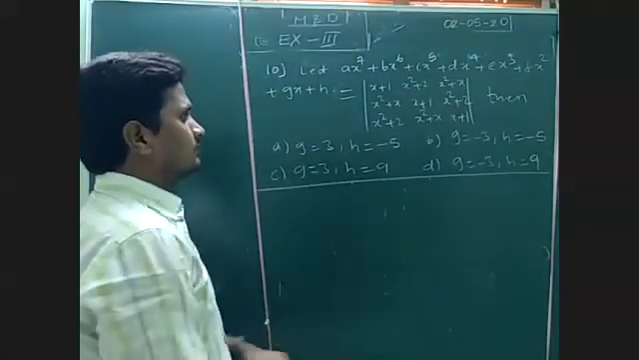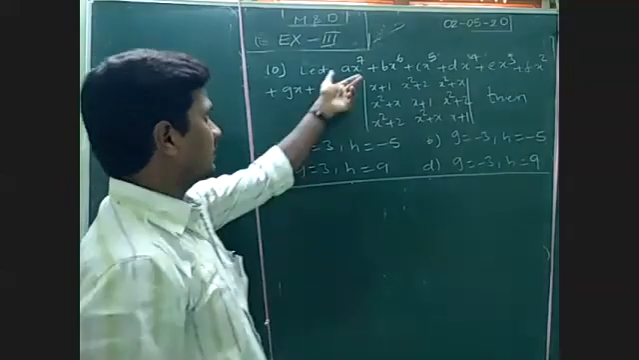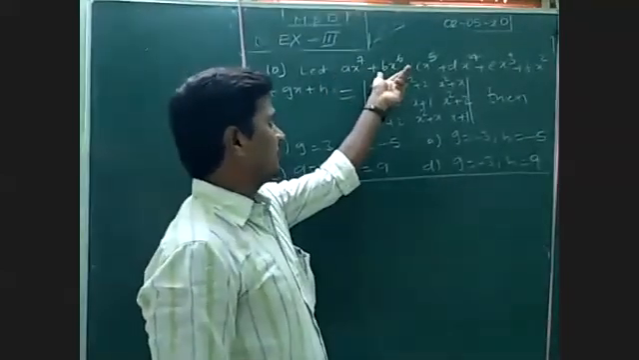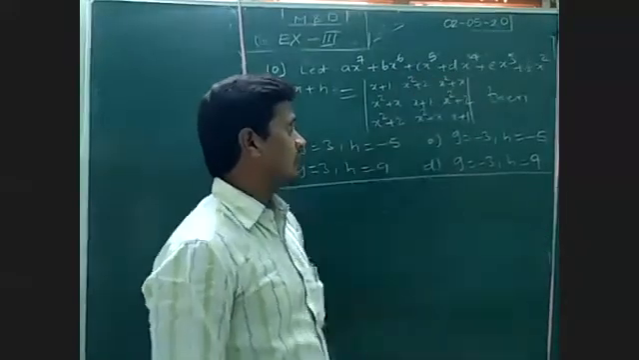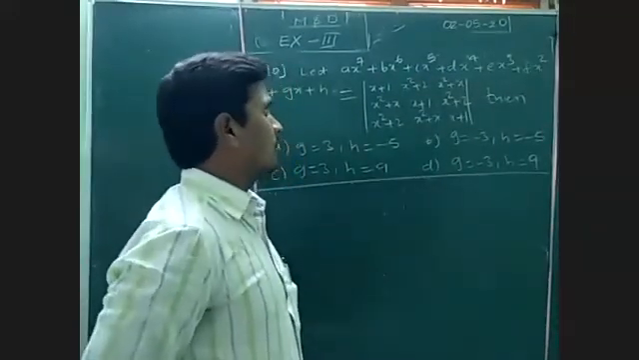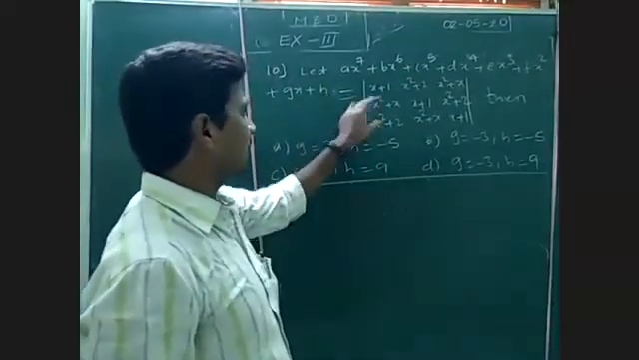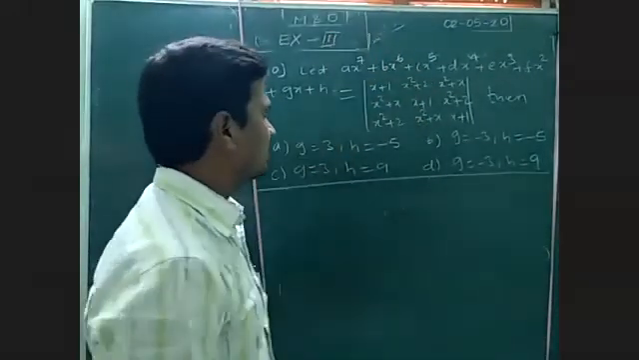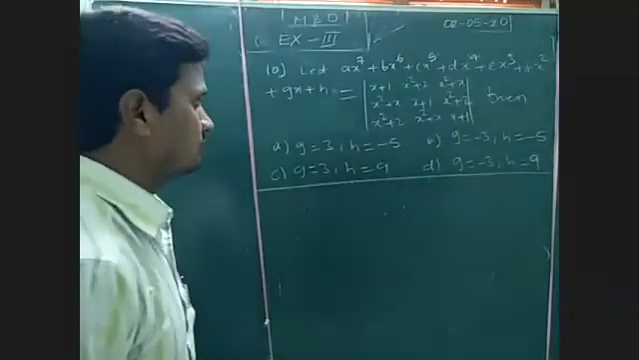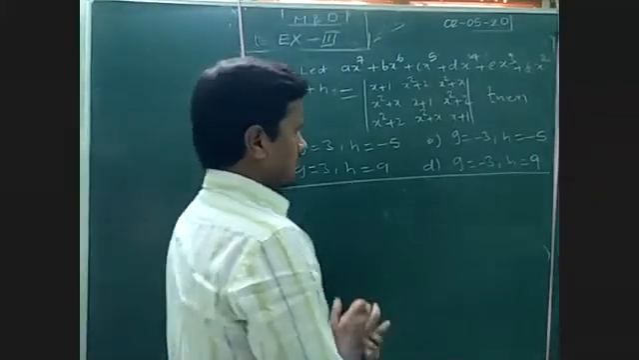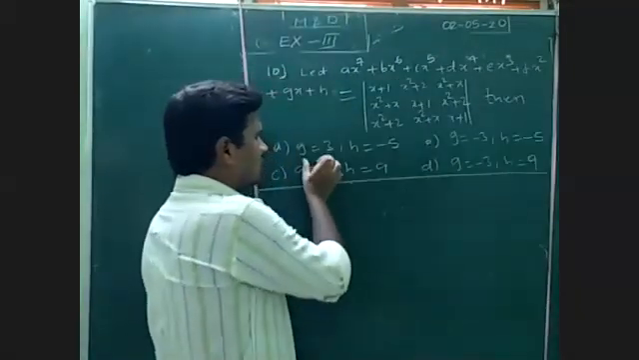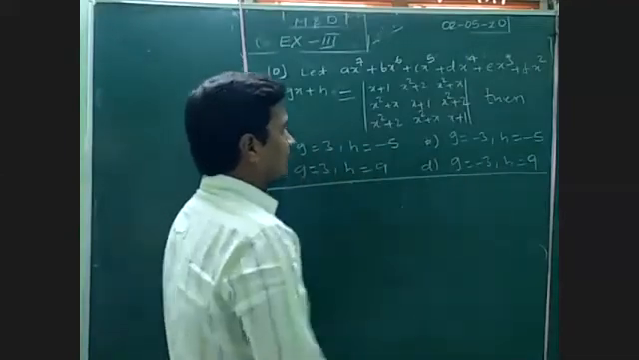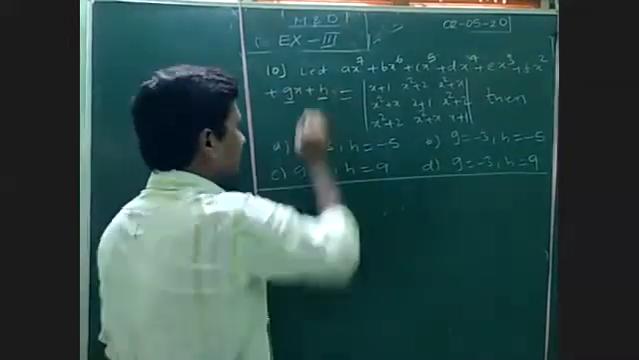Okay, right. ax^7 + bx^6 + cx^5 + dx^4 and so on, plus h, is equal to the given determinant, right? The determinant value is given. So here we need to find the g value and h value only.